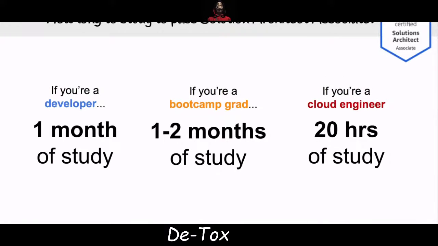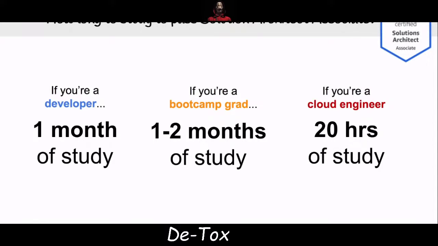So how much time are we going to have to invest in order to pass the Solution Architect Associate? And this is going to depend on your past experience. And so I've broken down 3 particular archetypes to give you an idea of time investment. So if you are already a cloud engineer, you're already working with AWS, you're looking at 20 hours of study. You could pass this in a week. Okay, but that's if you're using AWS on a day-to-day basis.